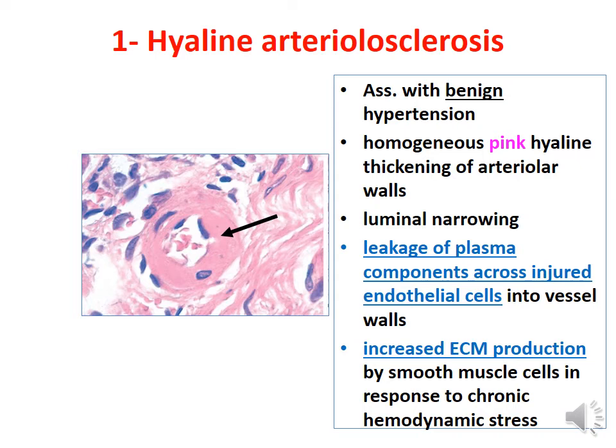So hypertension here will lead to microtrauma to the endothelial cells, and this trauma will lead to injury of the endothelial cells and leakage of some plasma proteins into the wall of these arterioles. This will also lead to an inflammatory response in the wall, and smooth muscle cells lining the media of these arterioles will form extracellular matrix proteins, adding to the thickening of the wall, and this is also a response to the chronic hemodynamic stress that is caused by the hypertension.